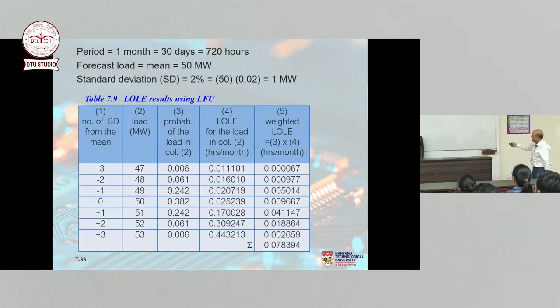So, for the peak load to be 50 megawatts, these are the calculations. The risk is 0.025239. That's the risk. You can calculate it using the cumulative probability table. Now what I need to do is calculate the risk for 49 megawatt load, 48 megawatt, 47. Why? Because the standard deviation is 1 megawatt. So I'm going minus 3 standard deviations and plus 3 standard deviations. So I have to do the calculation 1, 2, 3, 4, 5, 6 more times.